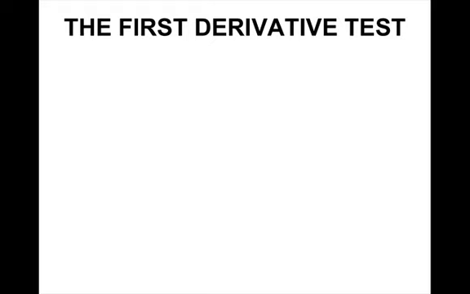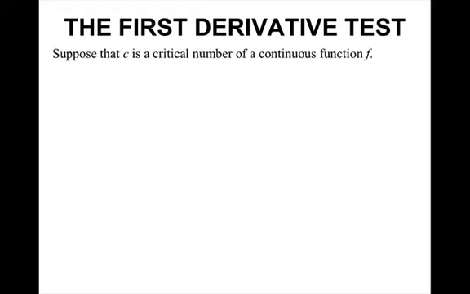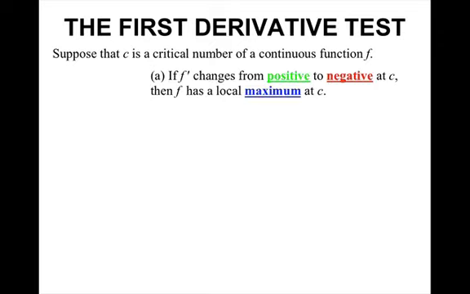Let's look at the first derivative test. Suppose that c is a critical number of a continuous function f. If f prime changes from positive to negative at c, then f has a local maximum at c. So it would look like this. So you have a horizontal tangent line, so you know you're going to have either a max or a min. You know you have a max because the slope of the derivative goes from positive to negative.